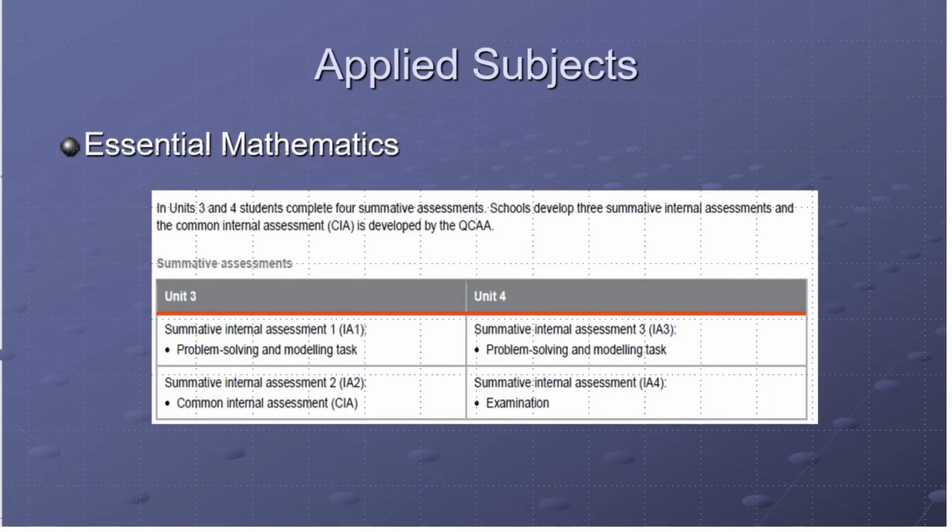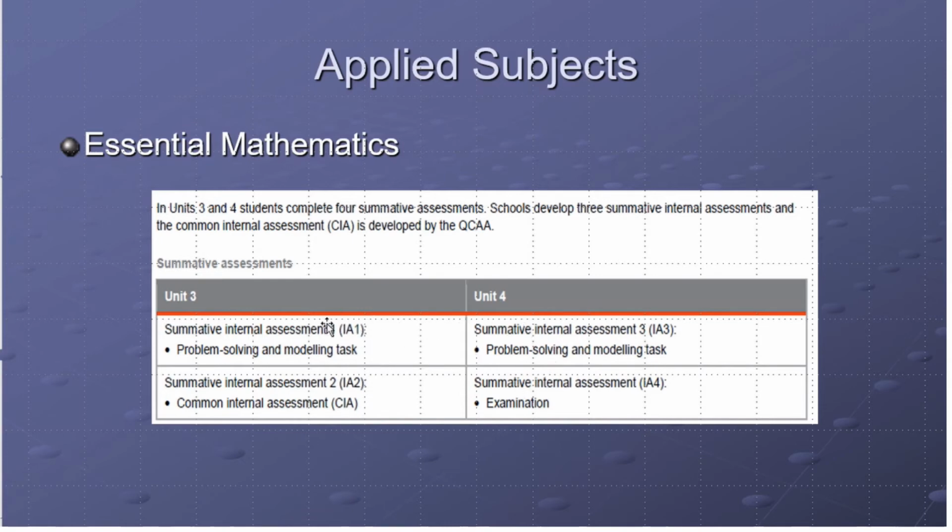In Essential Maths, it varies in what is expected in Unit 3 and 4. In Unit 3 and 4, again, every unit will have a modelling and problem-solving task, and you'll have 2 exams. The only difference is here, the end-of-unit exam is not written by the school, it is written by the QCAA, and we just administer their exam. So that is our version of an external exam.